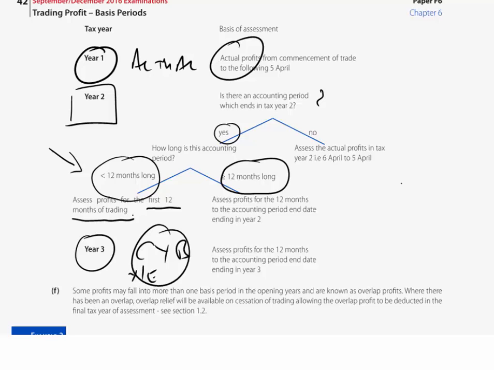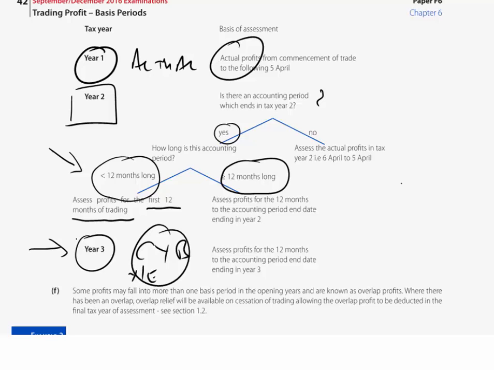So what did that mean? Well, if you have that opening short period ended in that second tax year, you will pick up all of that short period, whether it's 6 months, 8 months, 9 months, 10 months, whatever, obviously less than 12, and you'll add to it however many months you need from the second accounting period to build it up to a 12-month figure of profit. So all your short opening period plus however many months you need from the second period to make it up to 12 months.